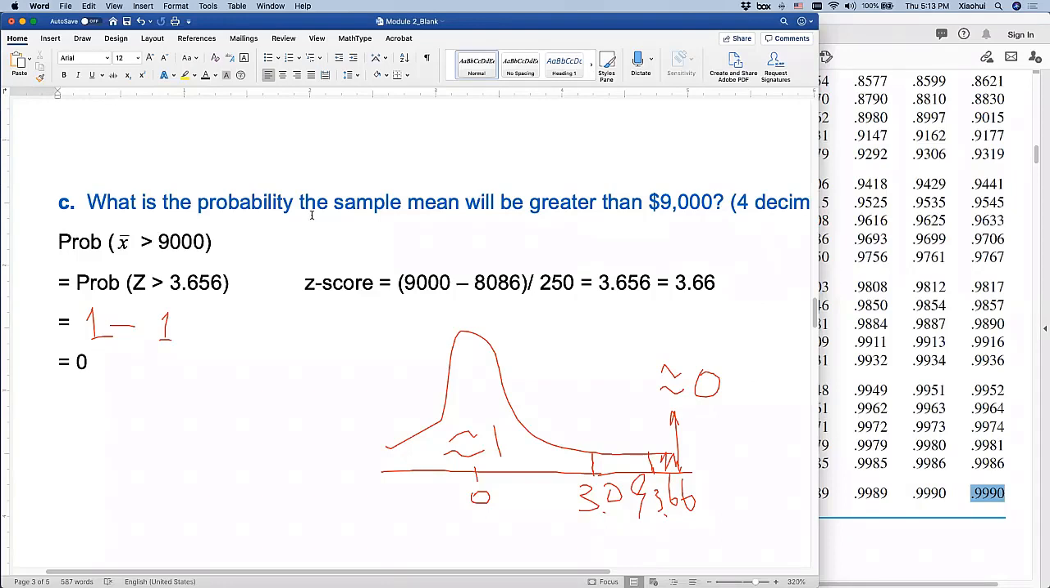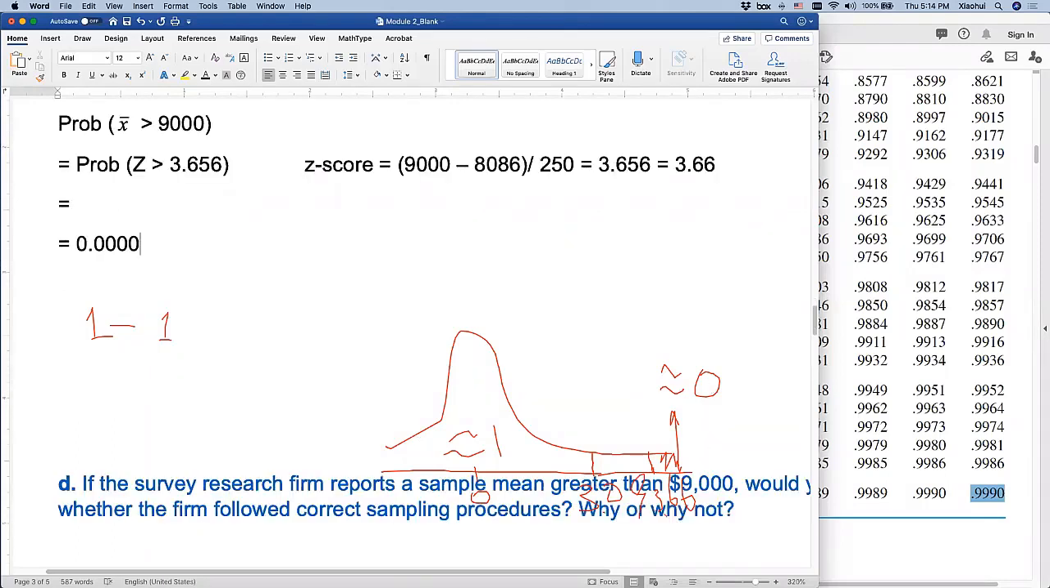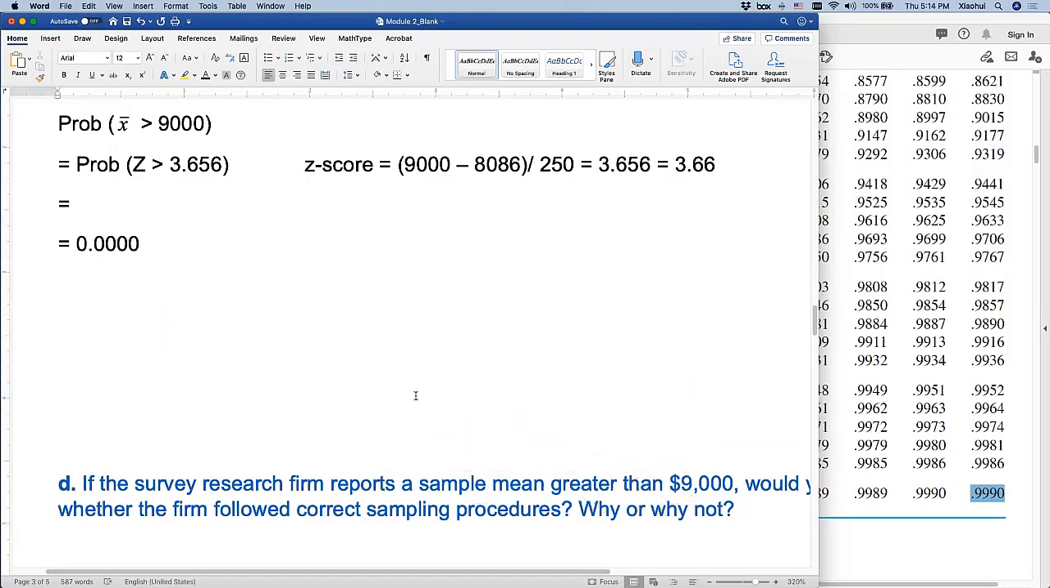So what is the probability the sample mean will be greater than 9,000? Unlikely, almost a 0. The question asks you to leave it in 4 decimal places. You can do this, but I think if you put 0 you are going to be graded right as well. Okay, I'm going to clear this one so we can work on part D.